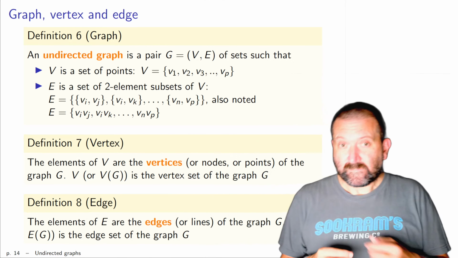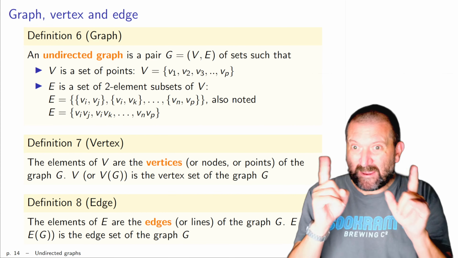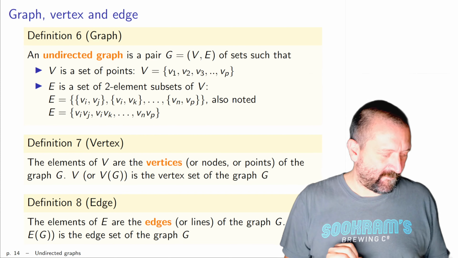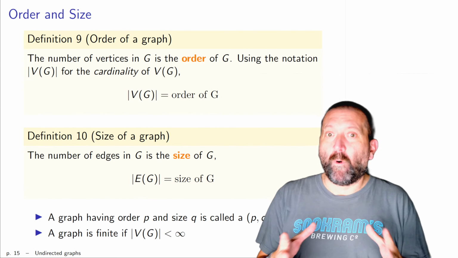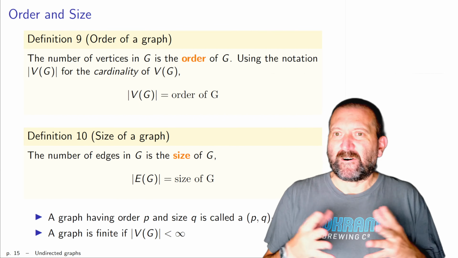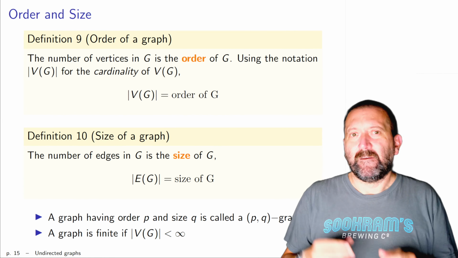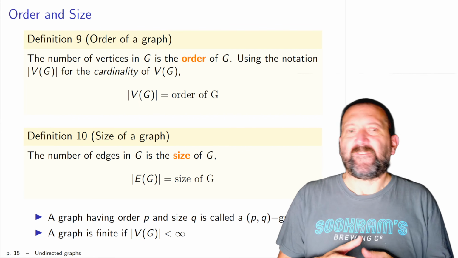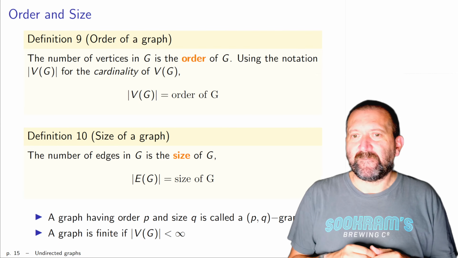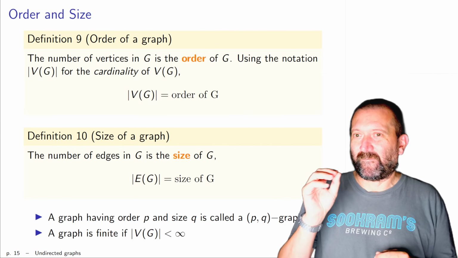And they indicate that a pair of points, a pair of vertices, are in relationship with one another. Now, the order of the graph is the cardinality, the cardinality being the number of elements in a set. So the cardinality of the set of vertices, that's the order. And the size of the graph, on the other hand, is the cardinality of the set of edges.